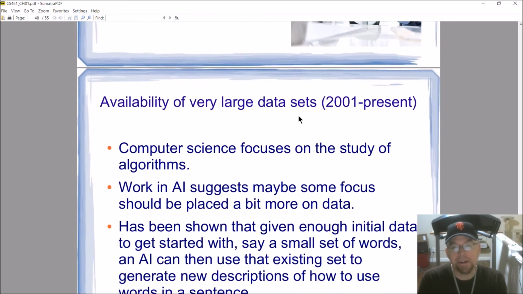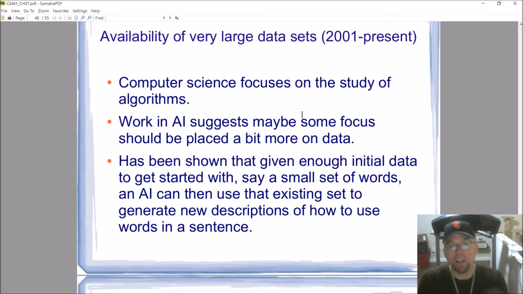So another thing that's coming up, right? We're almost done here. Another thing that's coming up around this time, 2001 to present, is computer science in general. You've probably realized this by now if you're in this course. Computer science isn't about learning how to program.